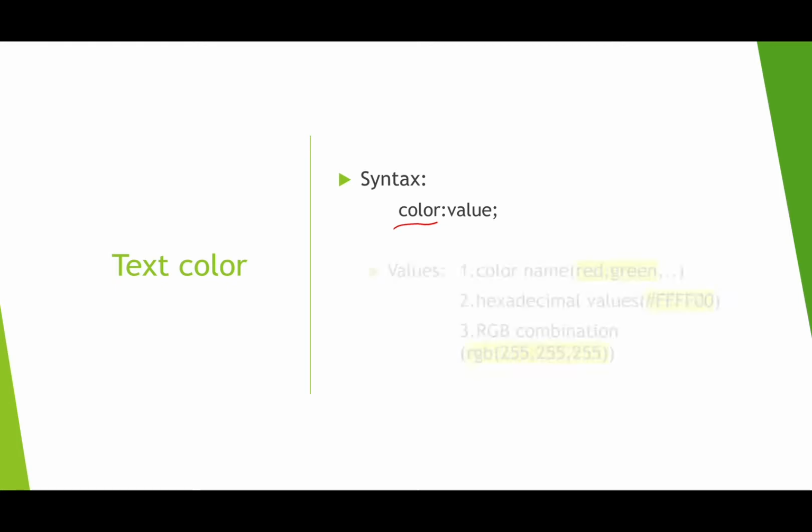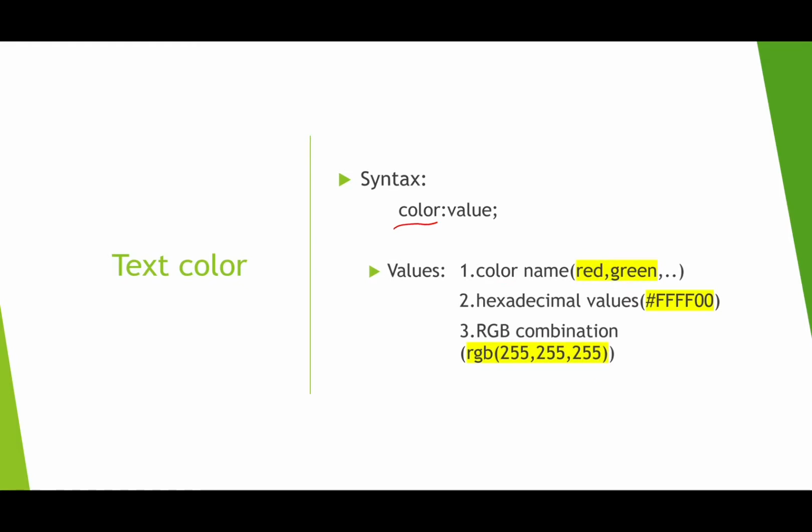For both the background color and color property, color values can be given in 3 ways. One is directly using color name like red, green, blue like that, or by using hexadecimal values like #FFFF00 like that, or by using RGB combinations like this. You can search in Google for more hexadecimal values and RGB combinations of colors.